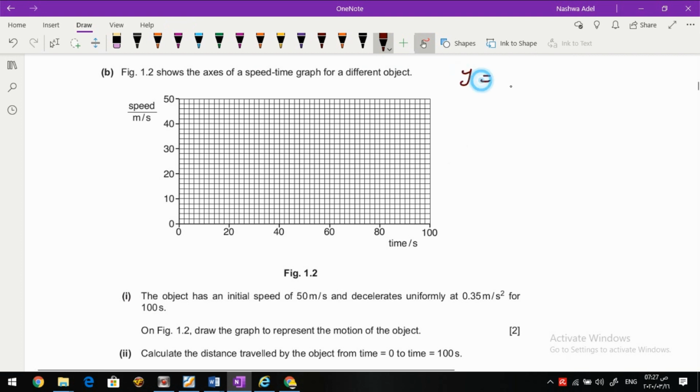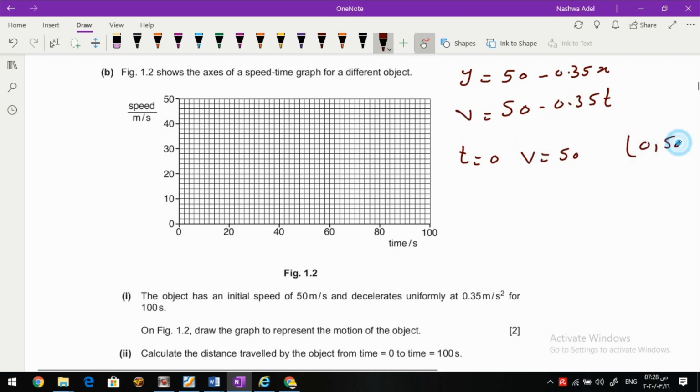So here I have to draw the equation of the straight line. The equation of the straight line is y equals 50 minus 0.35x, and y here is speed, so v equals 50 minus 0.35t. This is the equation relating v and t. At t equal 0, v equals 50. So the first point is 0 and 50.